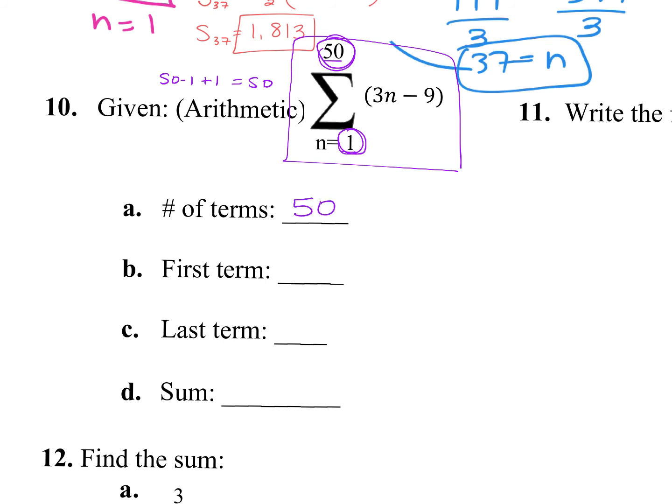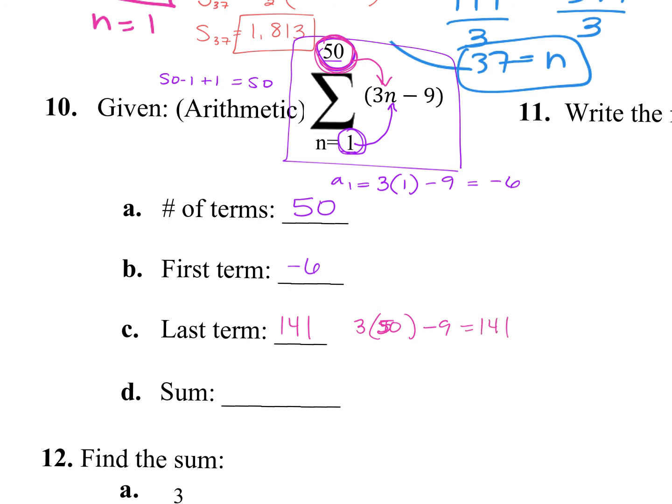The first term is us plugging 1 into our formula. So 3 times 1 minus 9, or 3 minus 9, is -6. That is our a sub 1, our first term. The last term is us plugging the 50 into our formula. So 3 times 50 minus 9. 150 minus 9 is 141 for our last term.